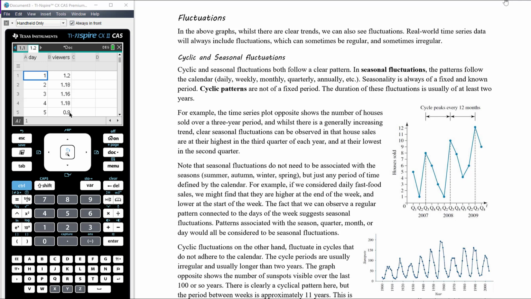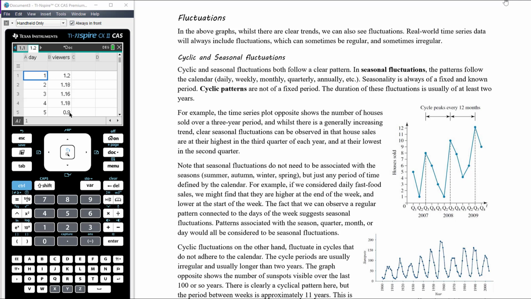So the first thing is we could have cyclic or seasonal fluctuations, and this is where there's a regularity to the fluctuation. It doesn't need to be exactly the same, but there's a sort of pattern to the fluctuation. Particularly, we're talking about seasonal fluctuations if those patterns follow some sort of calendar.